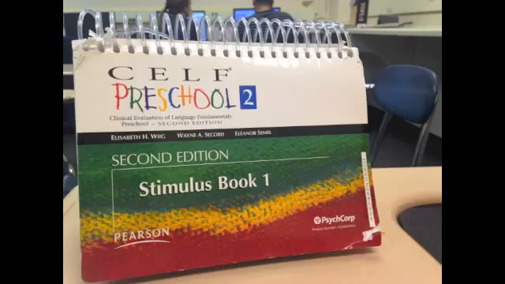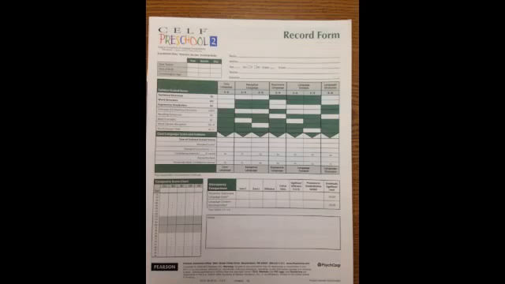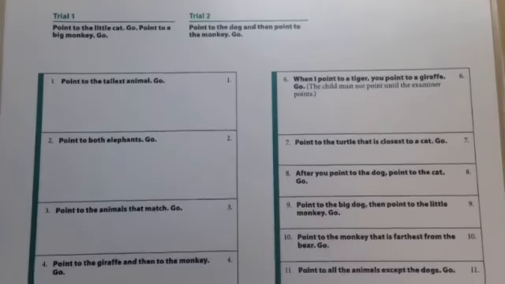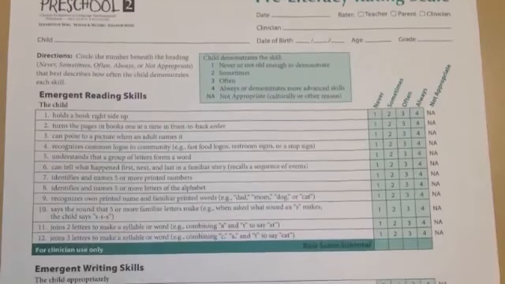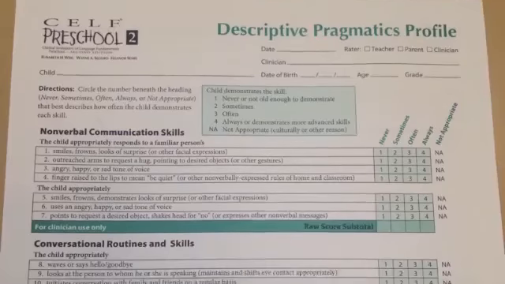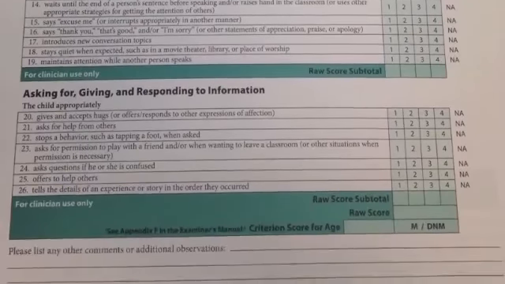Stimulus Book 1 contains the instructions and visual stimuli for each subtest. Stimulus Book 2 contains visual stimuli that are presented to the child during the Recalling Sentences in Context subtest. The record form is used to score each of the subtests. The Concepts and Following Directions stimulus sheet provides a script for the Concepts and Following Directions subtest. The Pre-Literacy Scale and Descriptive Pragmatics Profile are each in checklist format and may be filled out by either the child's teacher, parent, or clinician.